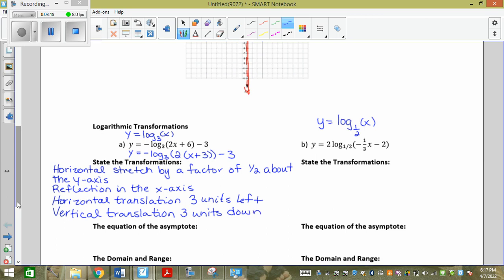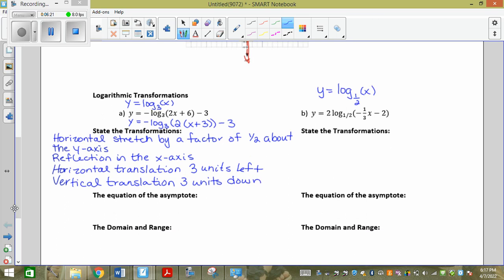Now, if we look at the equation of the asymptote, remember that log graphs have vertical asymptotes. So normally it's along the y-axis, so the only thing that can move that is a horizontal translation. So with a log graph, your horizontal translation is your vertical asymptote. Normally it's at x equals 0, but this has been moved 3 to the left. So it's a vertical asymptote at x equals negative 3.